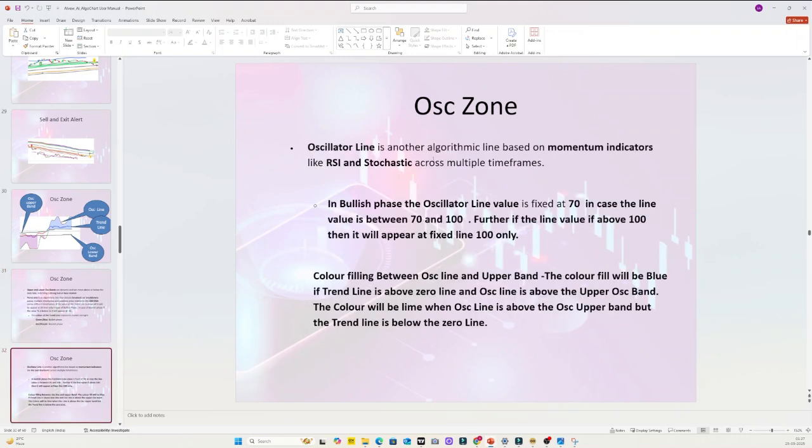The oscillator line is another algorithmic line based on momentum indicators like RSI and stochastics across multiple time frames. So here the thing to be looked into is the phrase multiple time frames. When we are on 1 minute, we also see 3 minutes, 5 minutes, 7 minutes, 9 minutes oscillator values like the RSI value, and we make one calculation based on that, and this value is calculated.